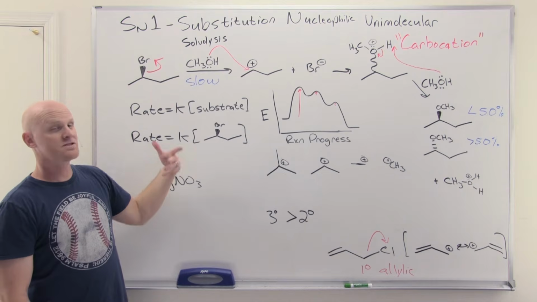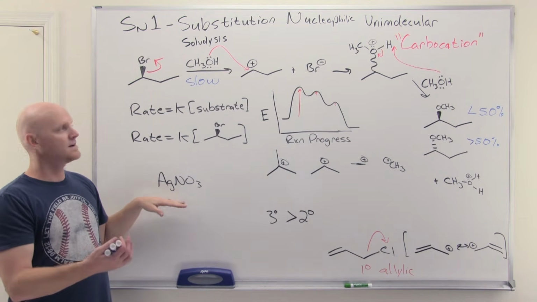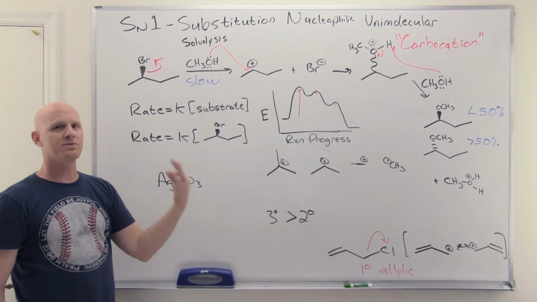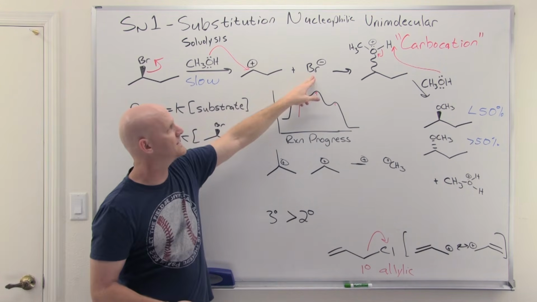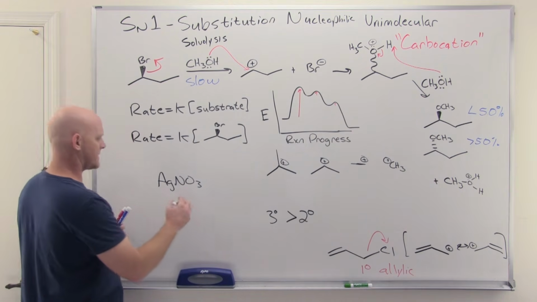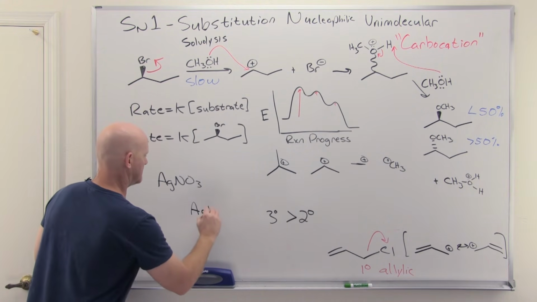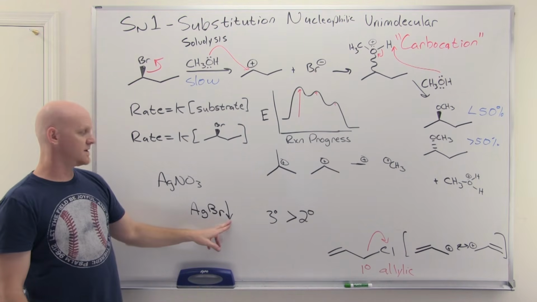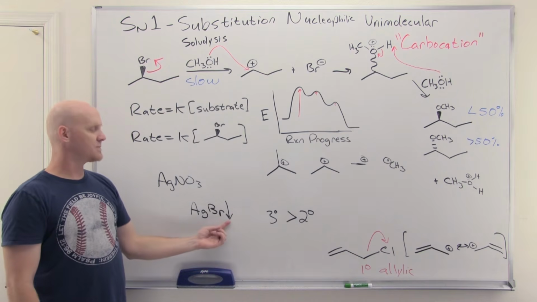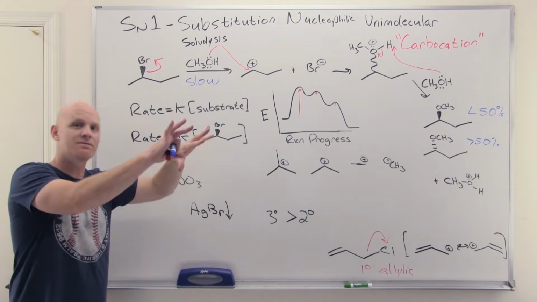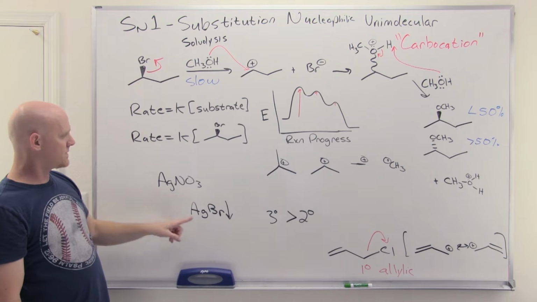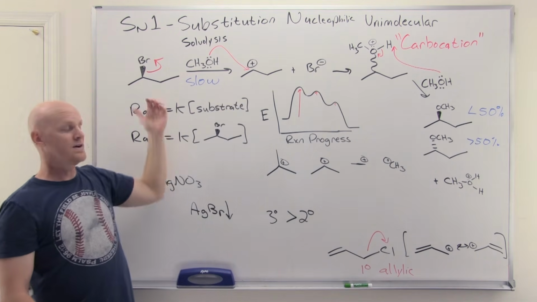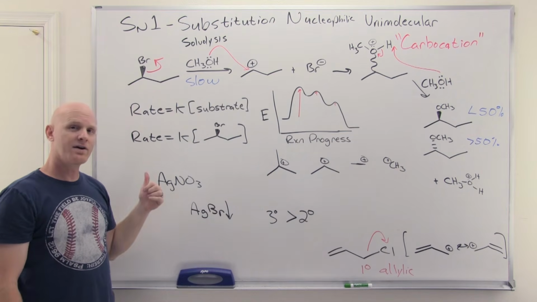So to prevent that, we can add some silver nitrate. And the idea is that silver halides are super insoluble: silver chloride, silver bromide, silver iodide. And so as soon as bromine leaves, our silver ions here are going to combine with that bromide and precipitate out. And either we draw a little S for solid, or oftentimes we'll draw that little down arrow, which means it precipitates and falls out of the solution. Because the bromide's now part of a precipitate that fell out of the solution, this becomes irreversible. And so this helps aid in carbocation formation.